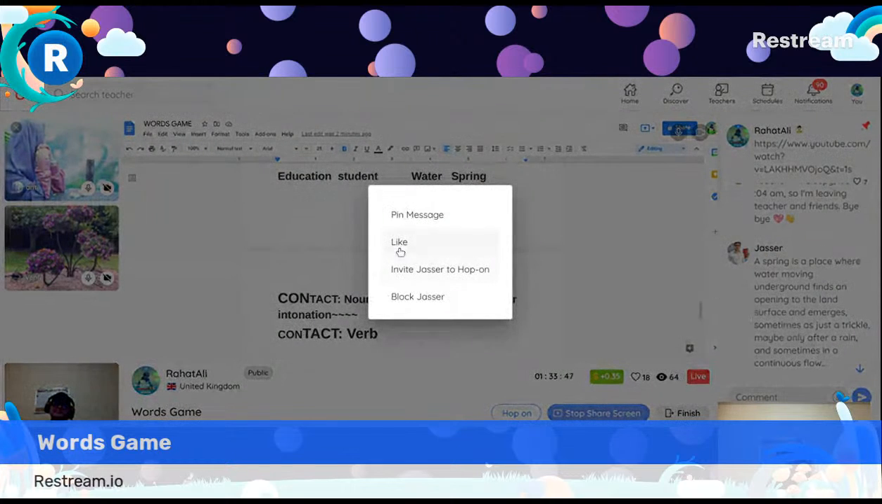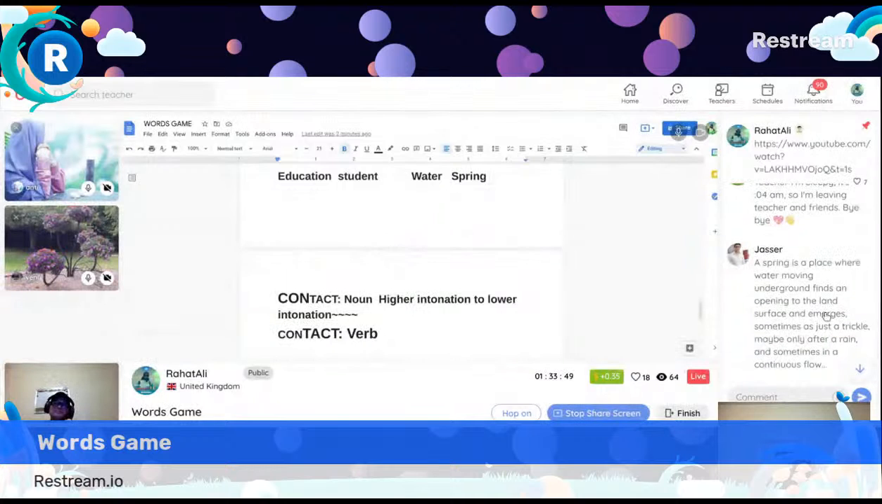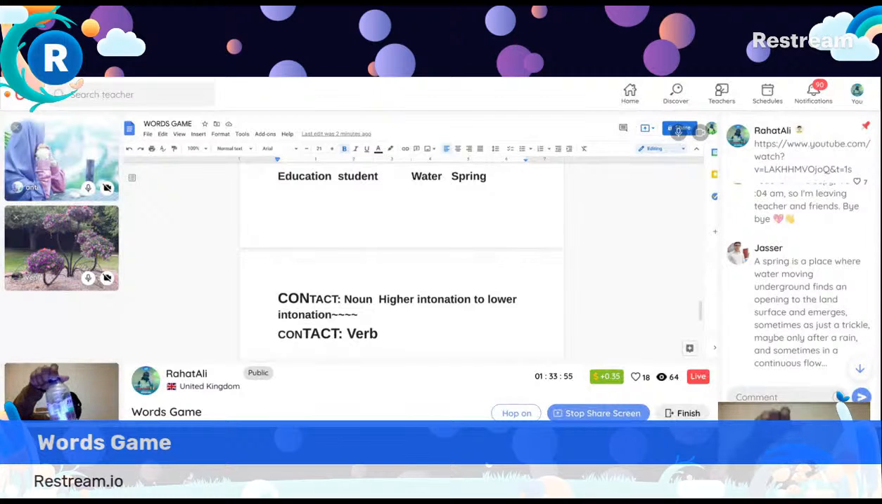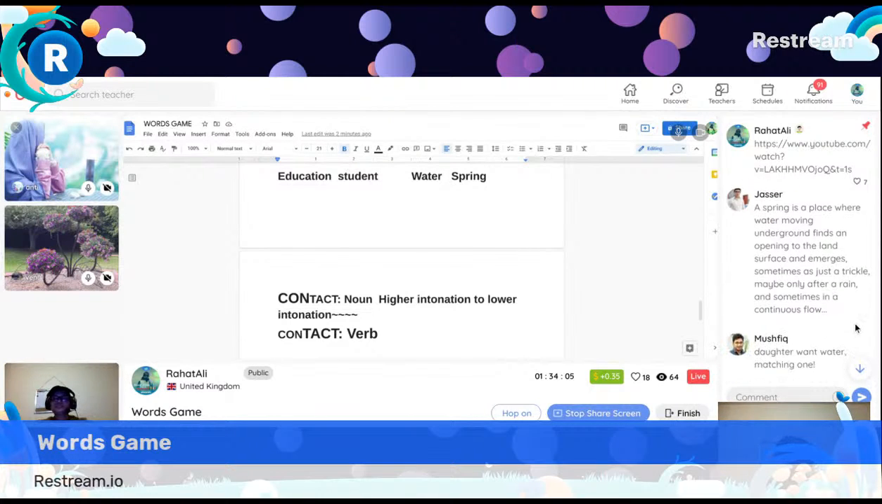Teacher, spring water, I have no idea whether spring water or mineral water are the same thing. Yeah, there's a bottle. You see, it's a natural mineral water. Sometimes it says spring water as well. Daughter wants water. Yeah, wants water.